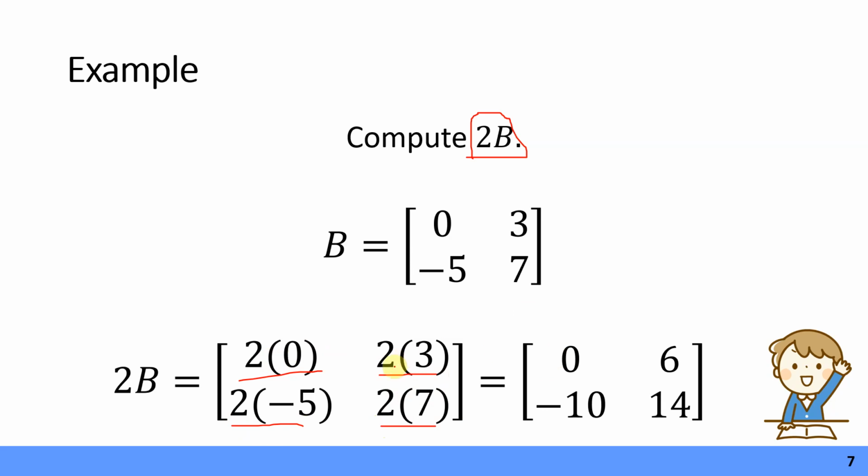So 2 times 0 gives me 0, 2 times 3 gives me 6, 2 times negative 5 gives me negative 10, and 2 times 7 gives me 14. Okay, so I'm hoping you guys are enjoying these. These are really fun. Okay, so that's enough of scalar multiplication.